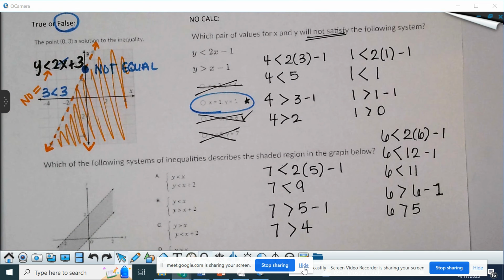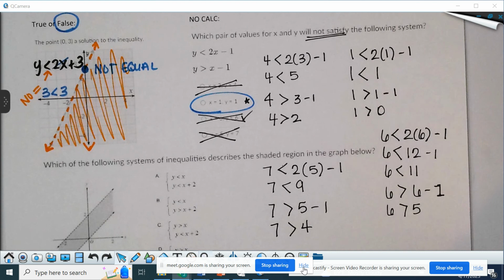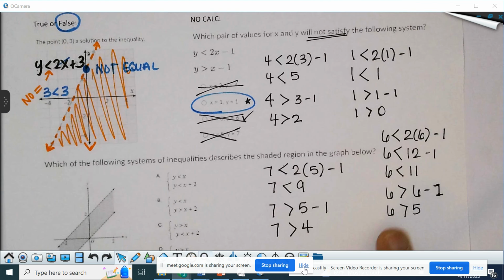Much easier to do when it's calculator active, but if you can tell, all of this math was fairly easy, none of which you should have to have a calculator to do. And they do just assign stuff where you have to do the work. It's not always a quick, get-to-the-answer-quickly kind of process.